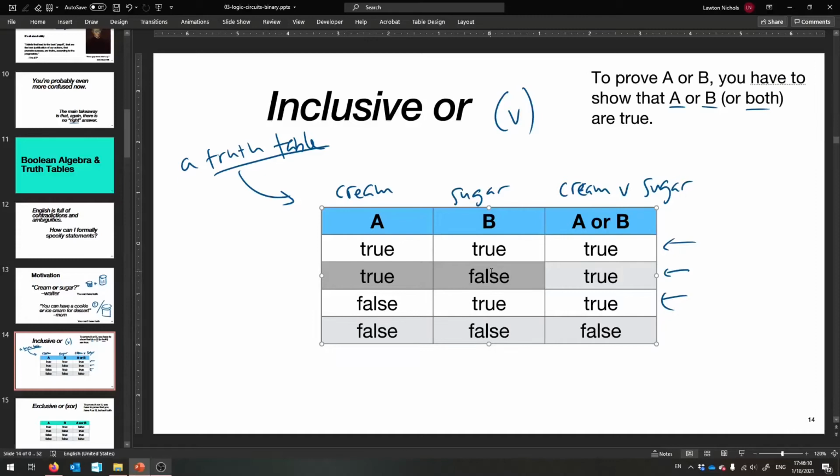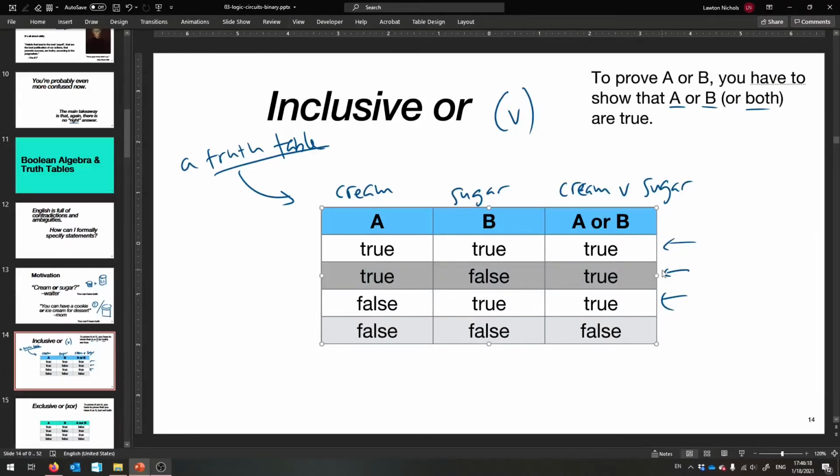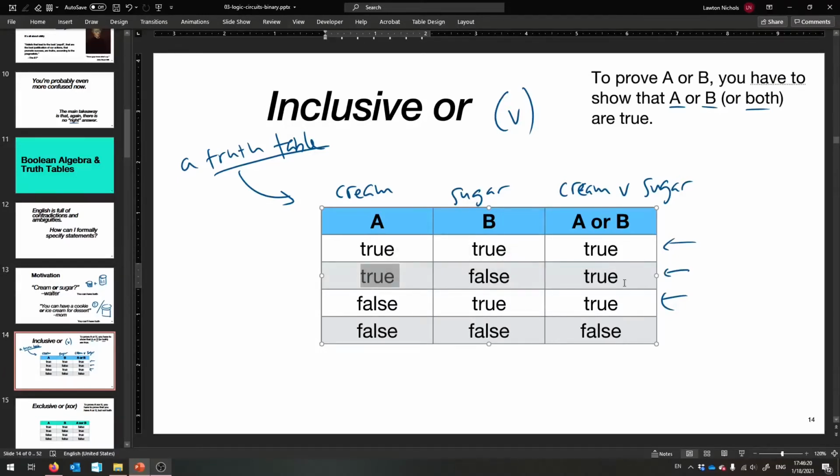Alternatively, maybe they were secretly out of sugar and the waiter didn't know. We still define inclusive OR to be true in this case because it's like the waiter said, okay, you can have cream or sugar. There is one available, and so it's true. Okay, so it's a bit weird to think about, but it will make sense when we talk about it further.